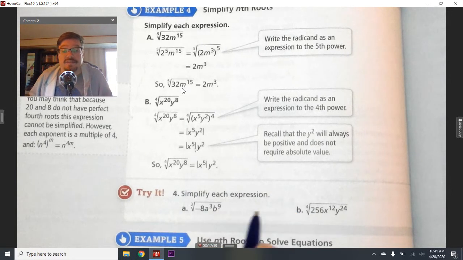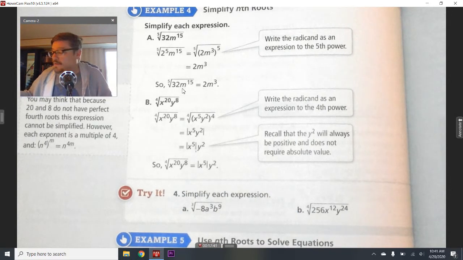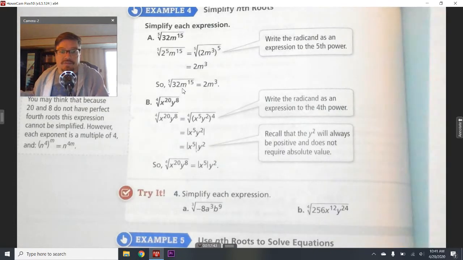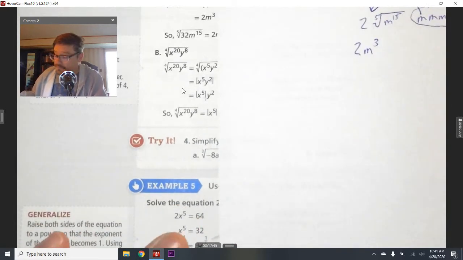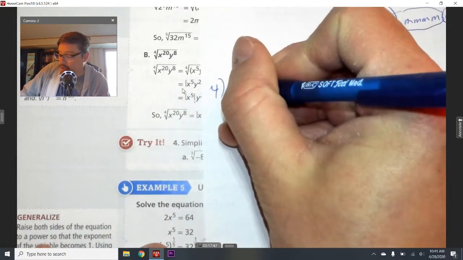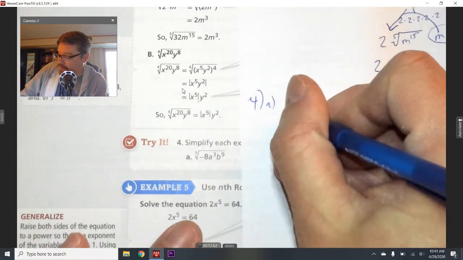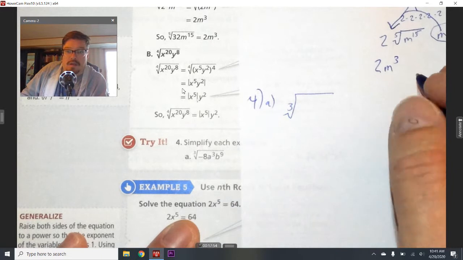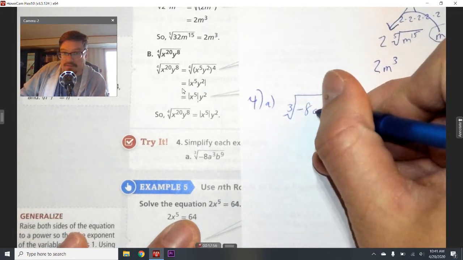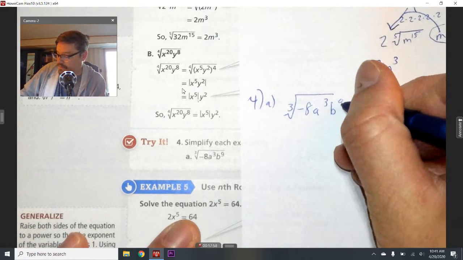All right, now I'm going to do these 2 examples right here. Okay, so let's do those 2, and then we'll call it. So here's 4a. All right, so 4a is simplify negative 8 f to the 9. Okay.